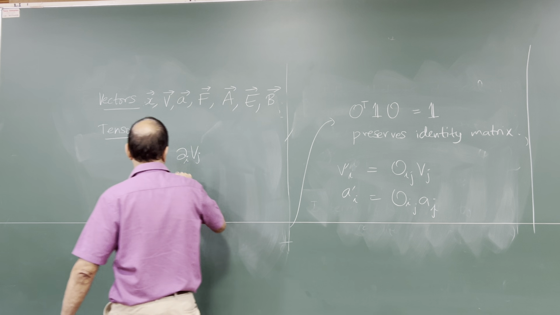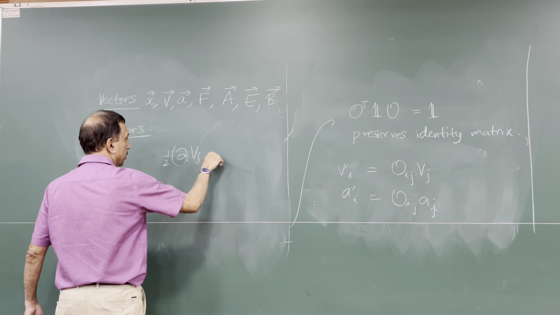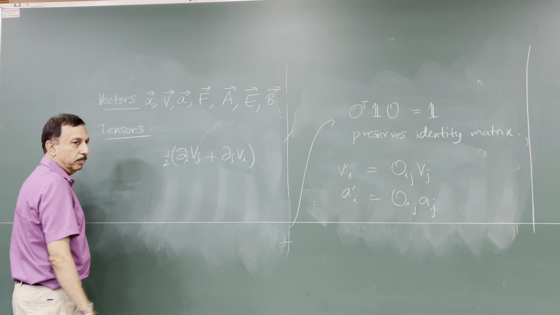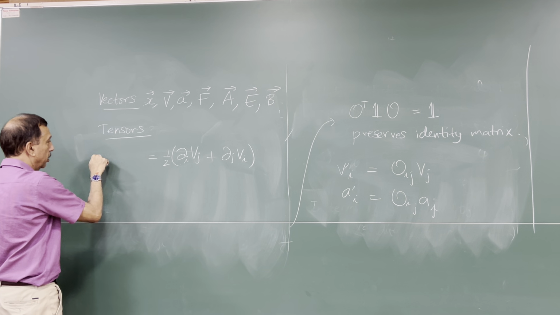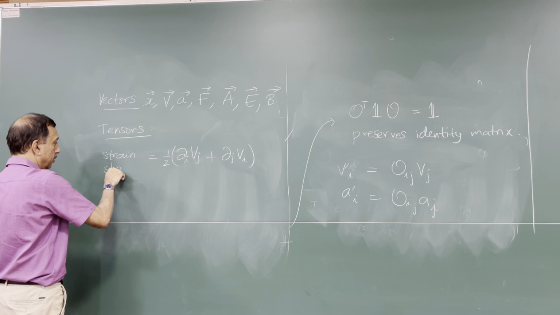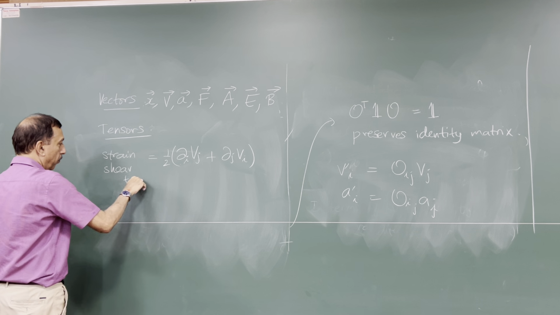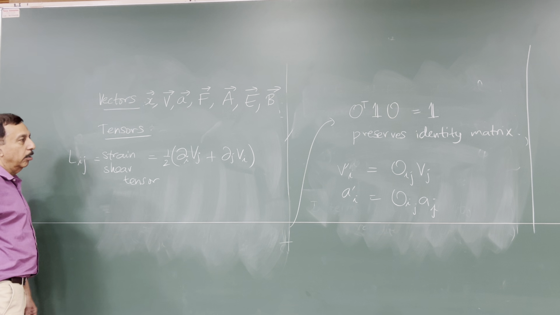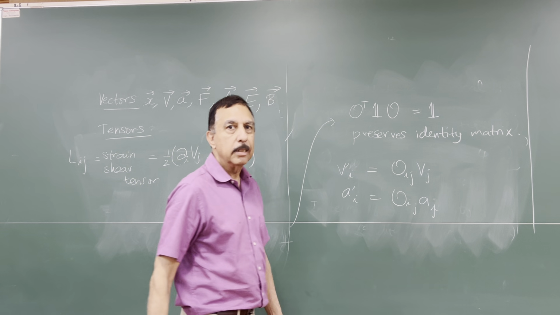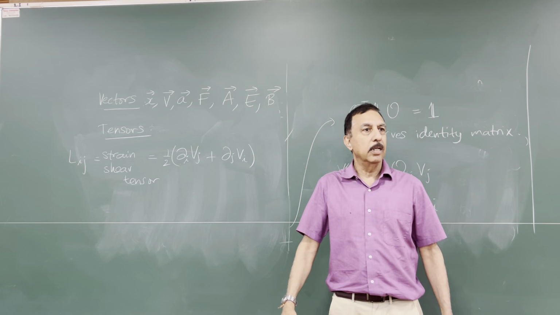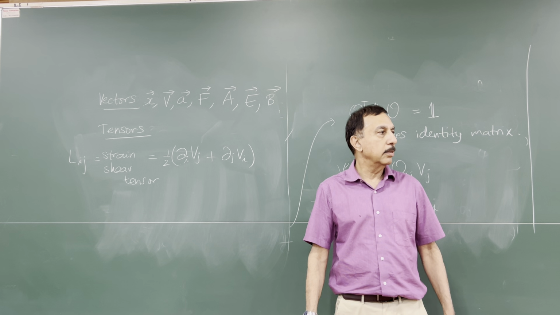Okay. And often people symmetrize it, so they consider separately this combination and another combination with a minus sign, and this one is called the strain or shear tensor, and it's given the name Lij. It has two indices because of what I just told you, and my question is how will it transform under rotation? So what's the answer to that?